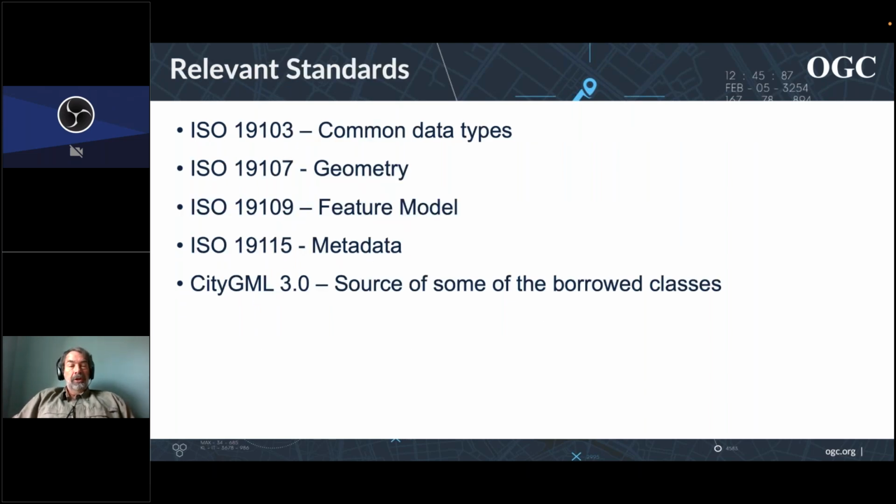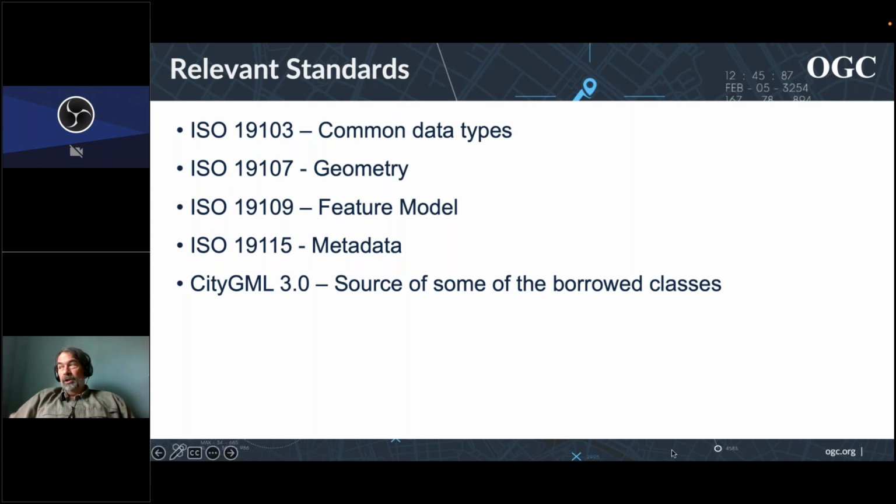The relevant standards we're building on: 19103 is the underlying data types that are supposed to be used across all of the OGC standards. I'm not going to argue that it necessarily is. ISO 19107 is the ISO geometry model. ISO 19109 is the feature model.